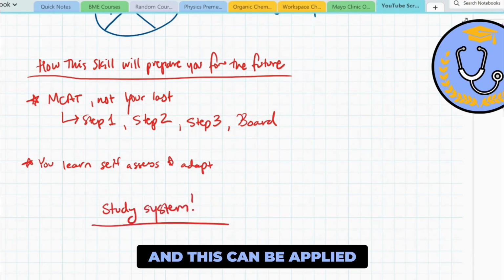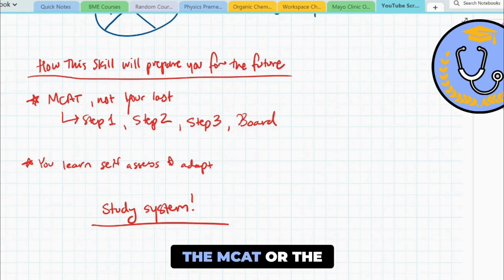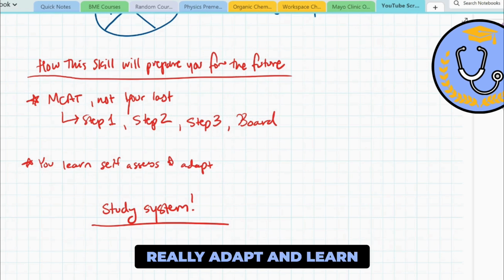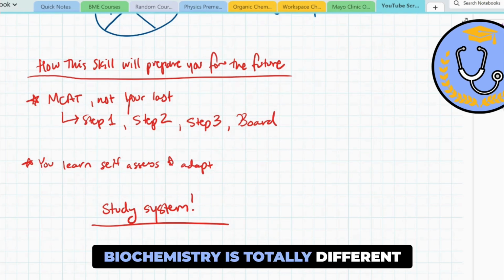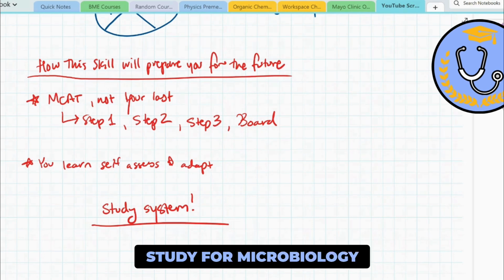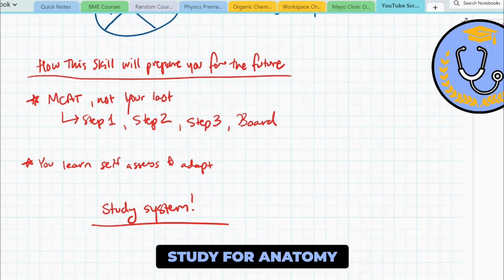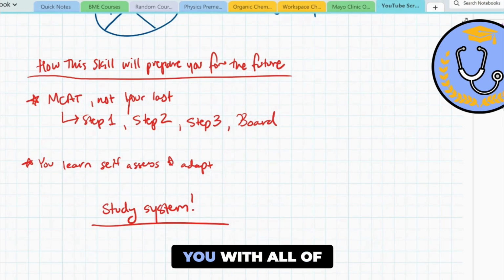And this can be applied, yes, to standardized exams like the MCAT or the STEP exams, but also just for your med school exams. As you start, you will have to really adapt and learn to pivot in terms of studying for different classes. The way you study biochemistry is totally different than the way you study for microbiology, which is totally different than the way you study for anatomy. So this is an overall good skill set, and we really hope that we can equip you with all of the things you need to really succeed in the future.